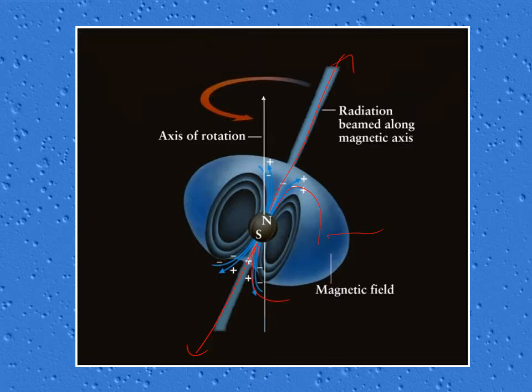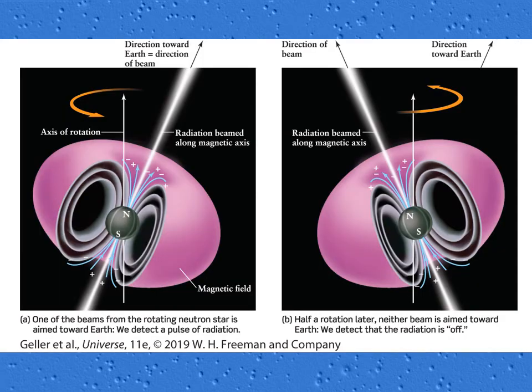Now, he then reasoned that as the star rotates, this beam would swing around in the sky. So sometimes if you're up here looking down, you would see the beam, but if you're in that same orientation here looking down, it would miss you. And so this beam would swing by pointing at you now and then. And so if that happened, you would see a flash of radiation coming out of the beam.